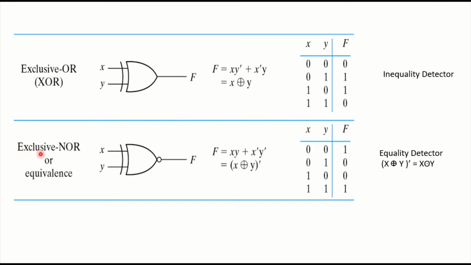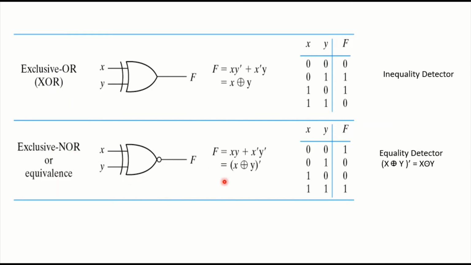So the next type of gate is exclusive NOR gate. Graphic symbol for exclusive NOR gate is shown here. Here we have inserted a NOT gate or inverter circuit at the output of XOR gate. So this inverter or NOT gate is shown as this bubble or circle. So this gate is exclusive NOR gate.